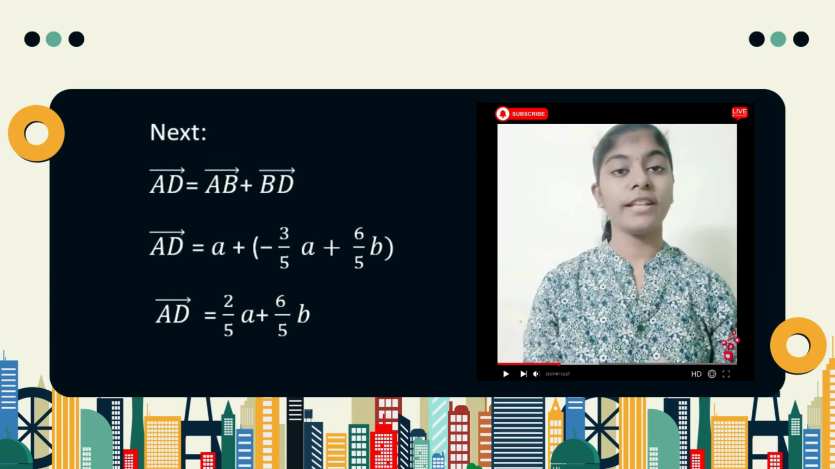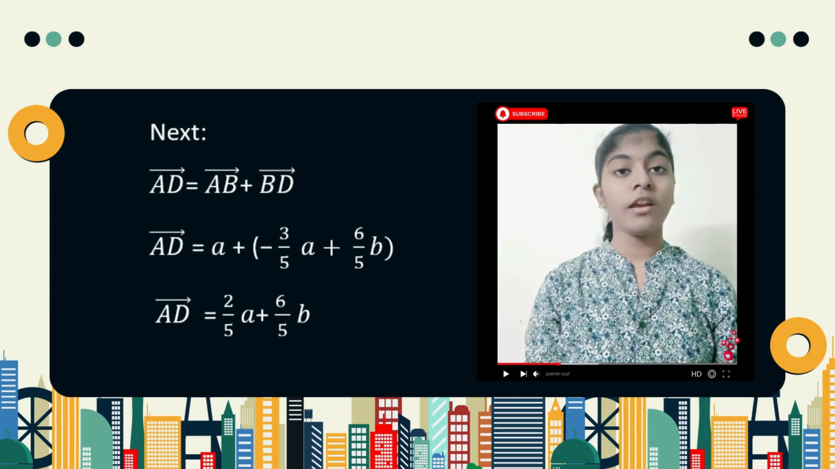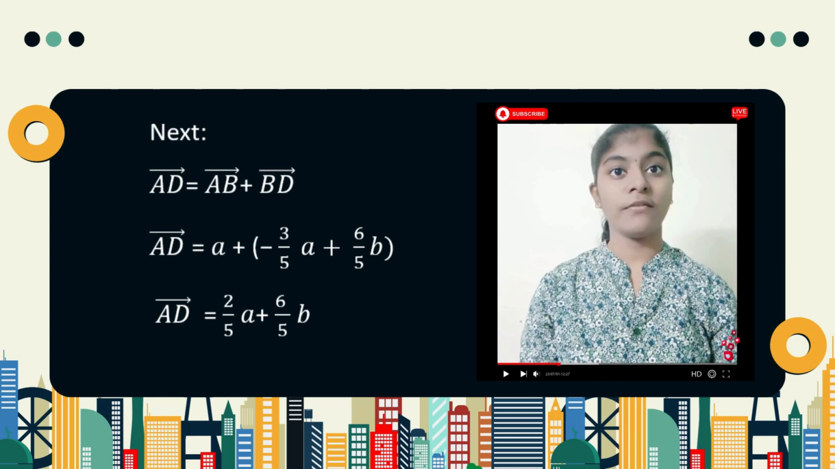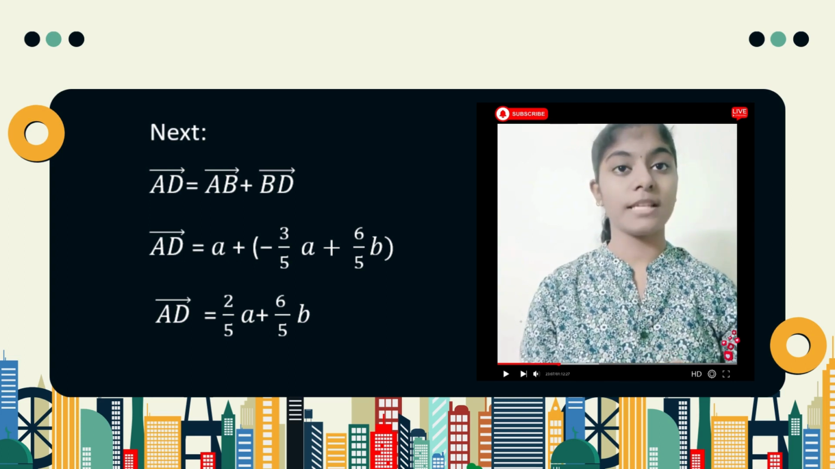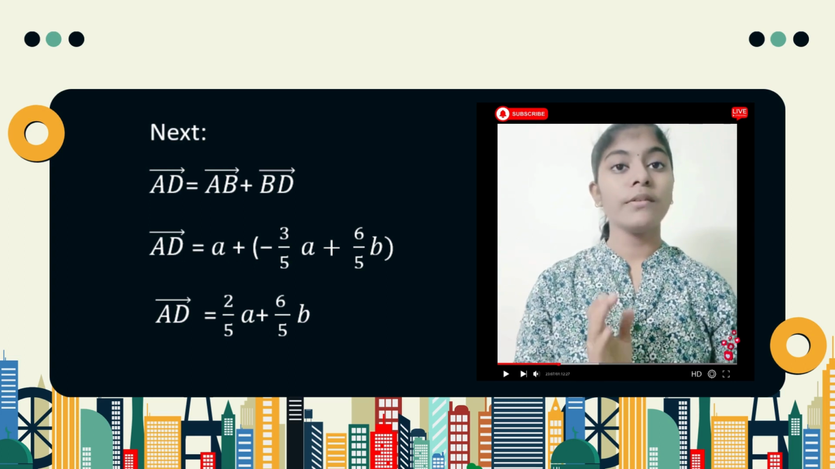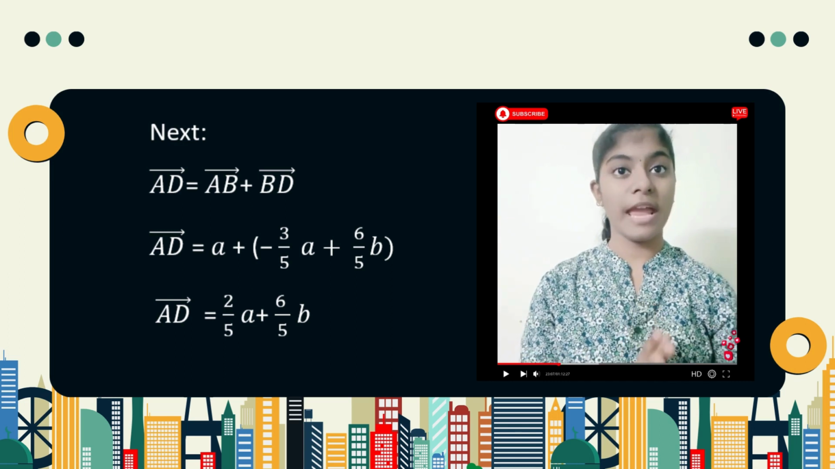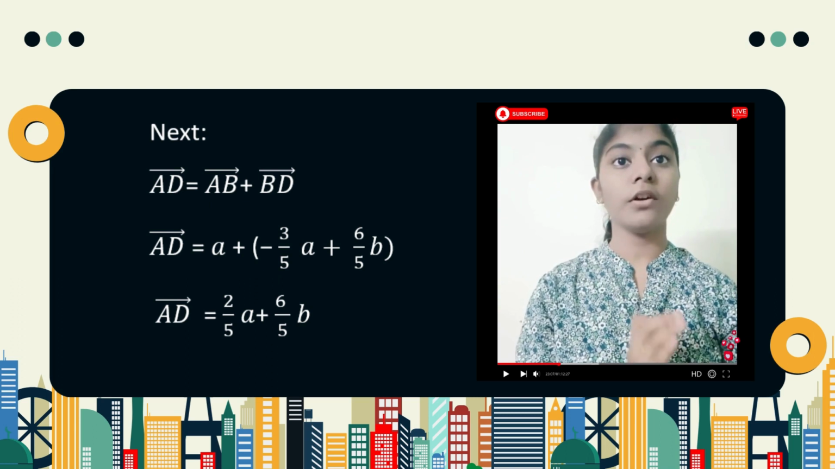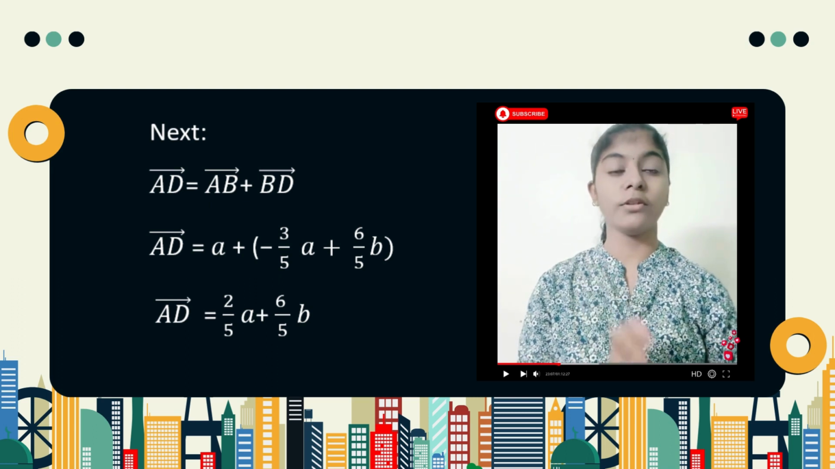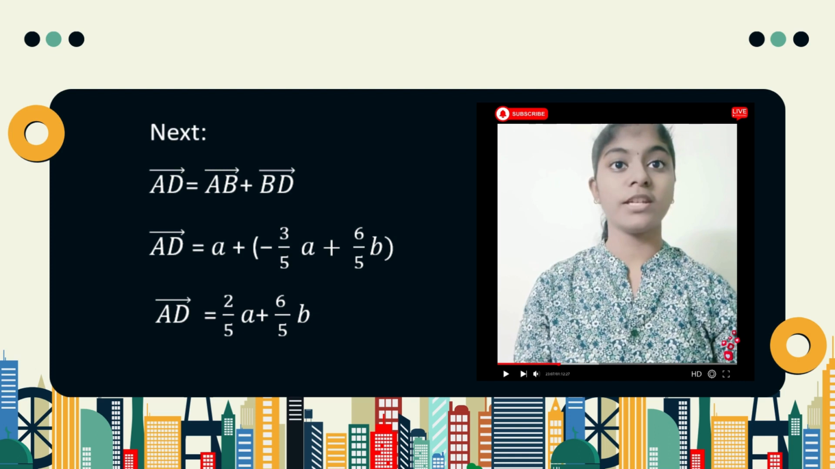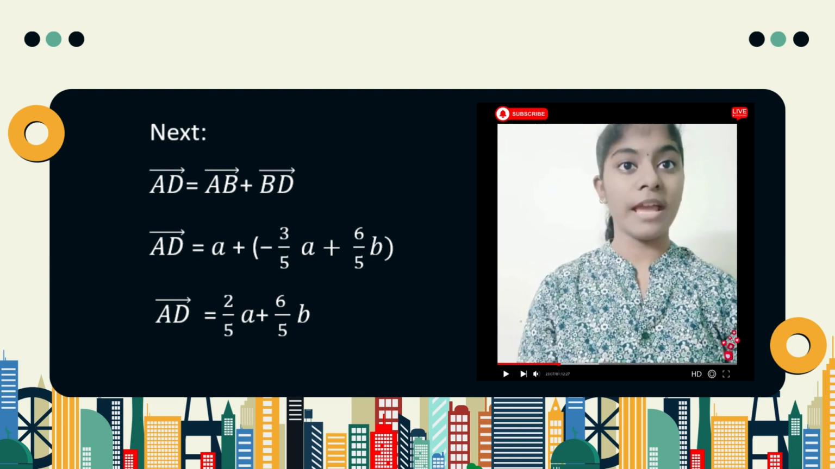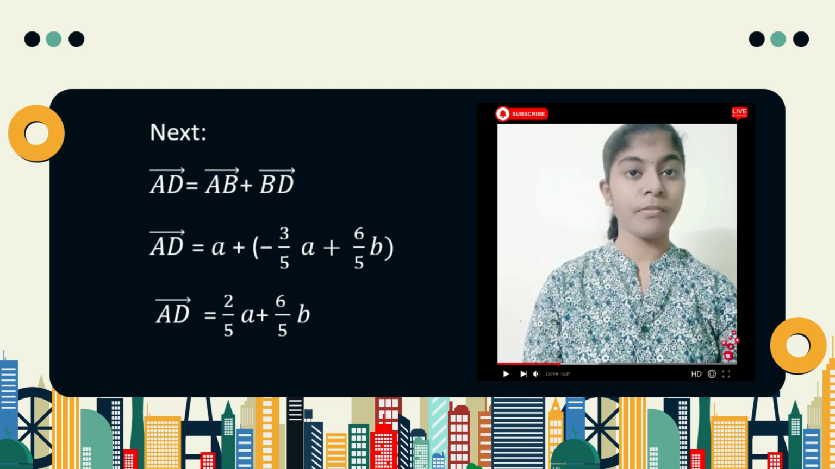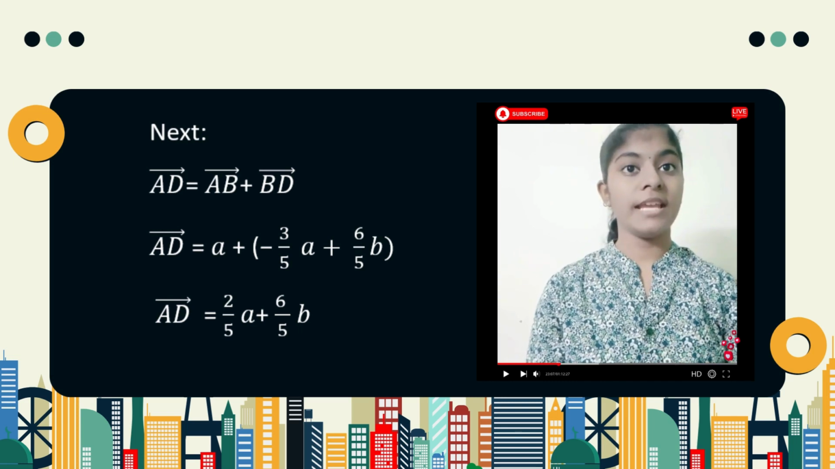Next, we need to find the vector of AD. To find the vector of AD, we need to have the value of AB plus BD. So we know the value of AB from the question, it's A, and the vector of BD we know from the second part of the question, which is negative 3 over 5A plus 6 over 5B. So the vector AD now is 2 over 5A plus 6 over 5B.